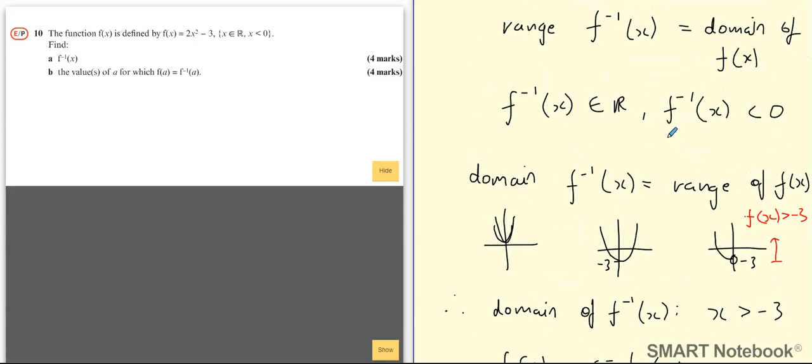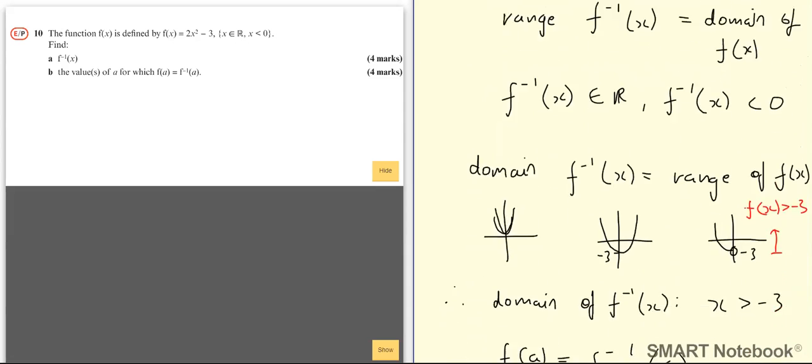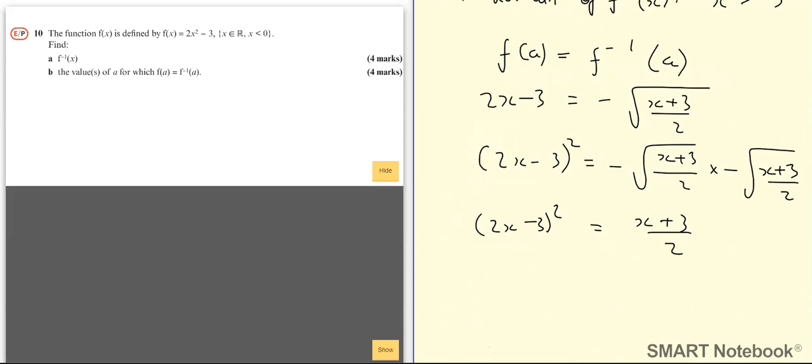I'm just going to check something. Yeah, no, everything I've done is right. Isn't it meant to be 2x squared? Oh, sorry, what am I doing? Yeah, 2x squared minus 3, yeah. So now I can expand this bracket. 4x to the power of 4, and then it's minus 12x squared plus 9 equals (x plus 3) over 2.